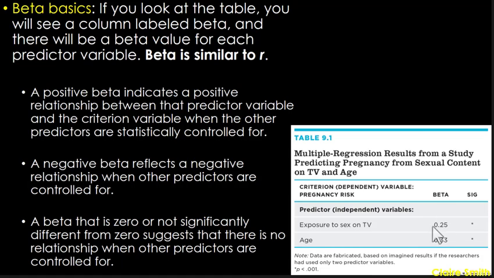And beta is interesting because it's controlling for the other variables. So it's not just a bivariate relationship where you're looking at exposure to sex on TV and pregnancy risk independently, right? You're looking at how these are related if we're controlling for age, okay? So beta values take into account all of the other variables that you measured, making sure that they're not actually affecting the other ones, if that makes sense.